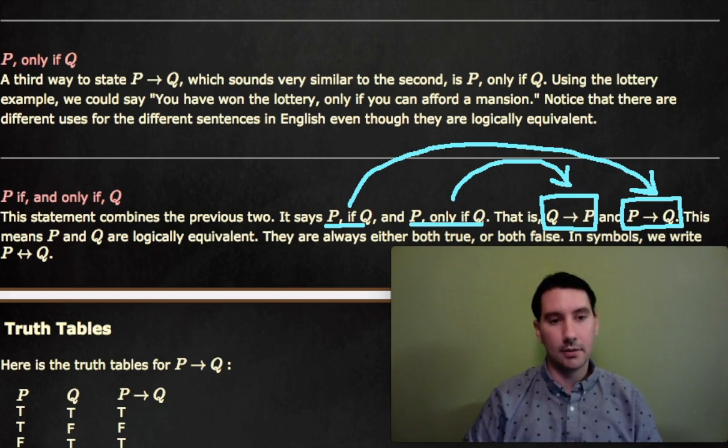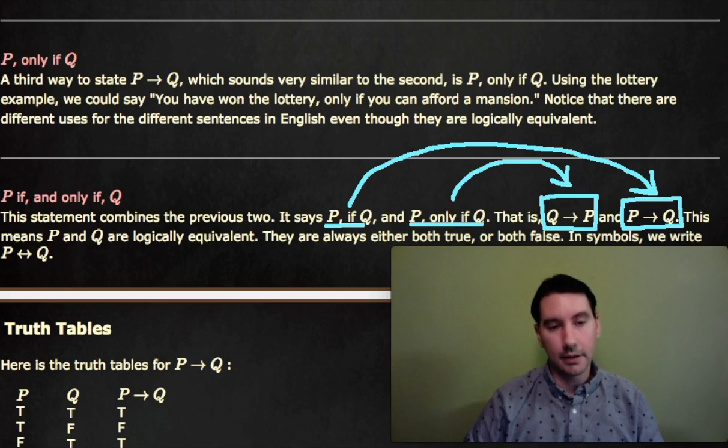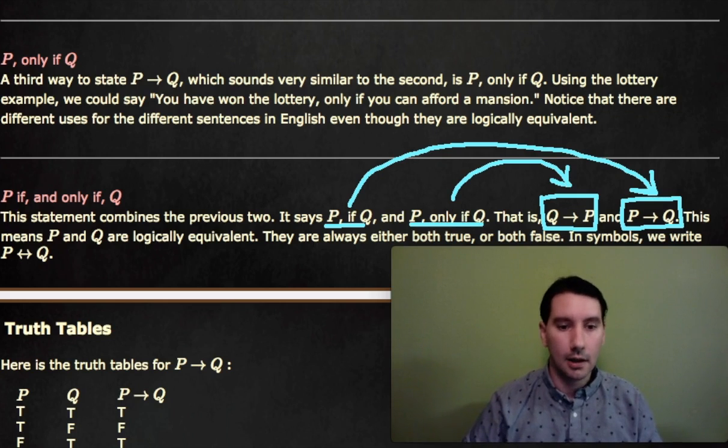So you'll see this language a lot in mathematics. P if and only if Q. Let's see. So two numbers are odd if and only if their product is odd, would be an example. And that means that one implies the other and vice versa.